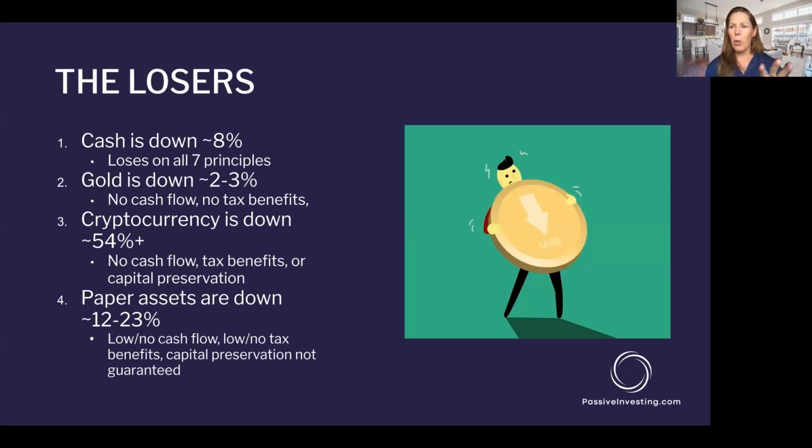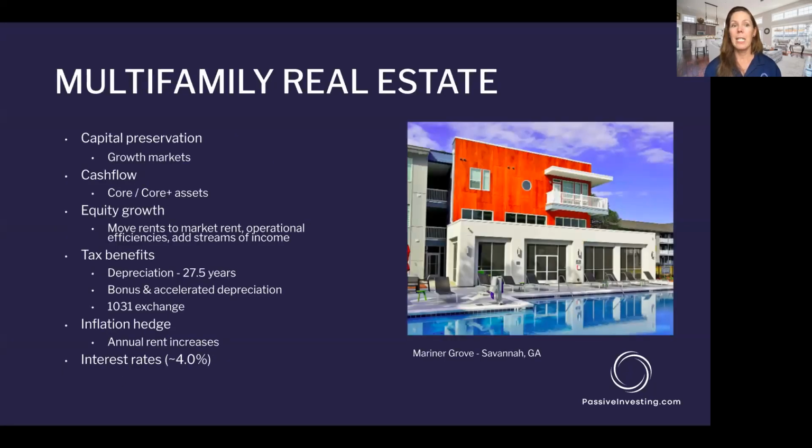Here are some quick snapshots on where we're at. I'm going to sum this up a little bit. Cash is losing on all 7 principles. Gold doesn't create any cash flow or tax benefits. You can't force the equity on that either. Cryptocurrency has no cash flow, no tax benefits, and capital preservation is pretty questionable right now. Paper assets have lower or no cash flow, lower or no tax benefits, and capital preservation is not guaranteed.